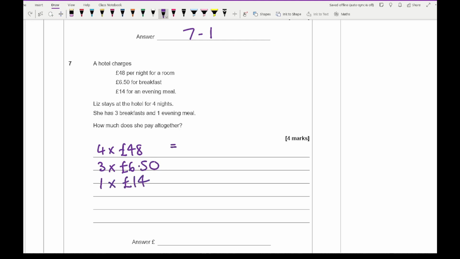If we work each of those 3 amounts out on our calculator, 4 times 48 gives us an answer of £192. 3 times 6.5 is £19.50, and 1 times 14 is £14. Then if we add all of those amounts up, we should have an answer of £225.50.